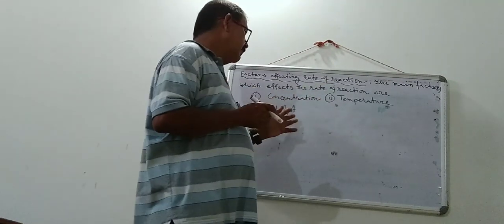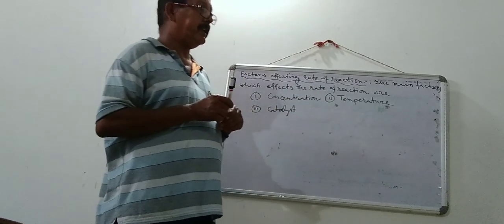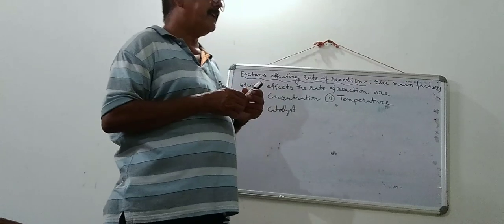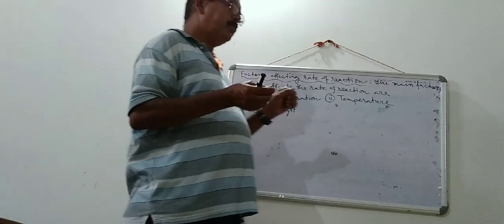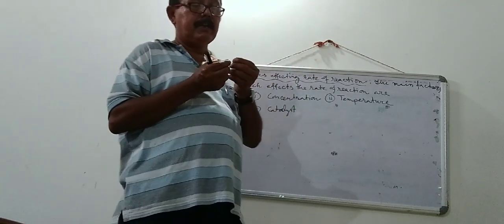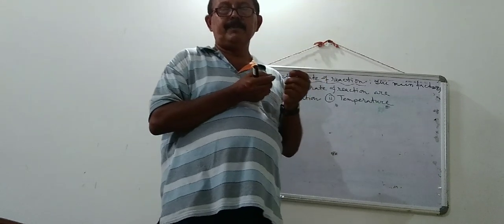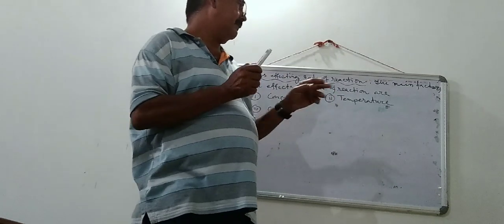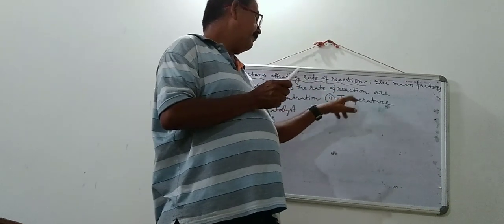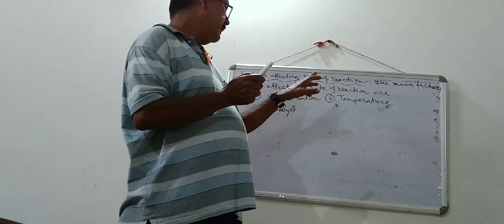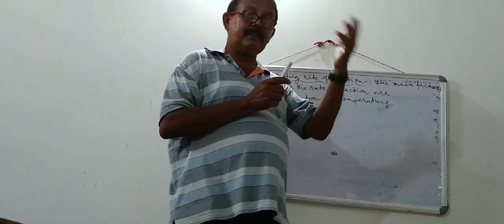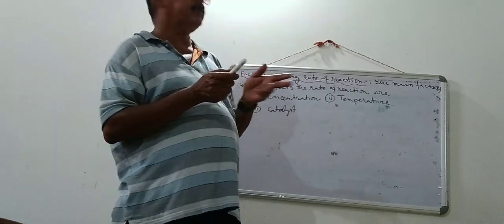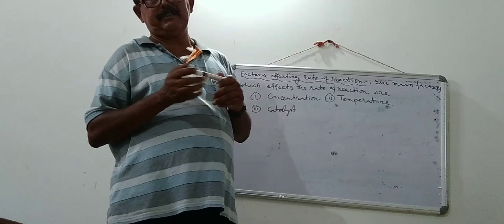Another one, temperature. We know that temperature has several effects on the rate of reaction. There are some reactions, if you mix, they do not react, but if you give a little heat there, immediately the reaction goes. That means this is due to the temperature. That is the second. That means as the temperature increases, the rate of reaction increases, and as the temperature decreases, the rate of reaction also decreases. So these are two. And the last one is catalyst.